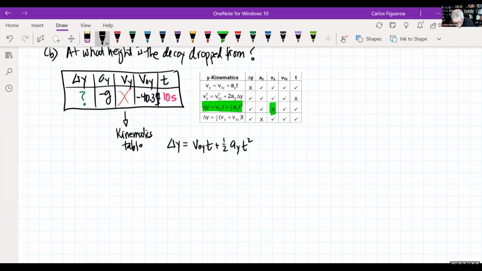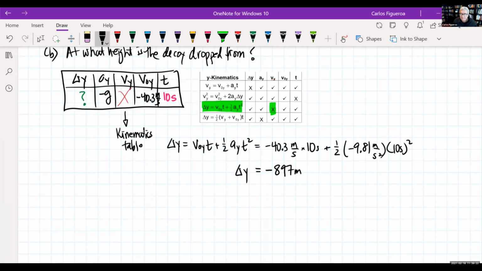So you could see I have my initial velocity, I have my acceleration, I have my time. So I'm just going to start to plug my stuff in here. So this will be minus 40.3 meters per second times my time, which is 10 seconds. And then I'm going to get plus 1/2 times my acceleration due to gravity, which will be meters per second squared, and then my time is 10 seconds squared. And when you compute that, I'm going to get a value that reads minus 897 meters.